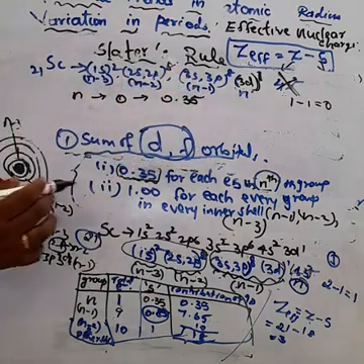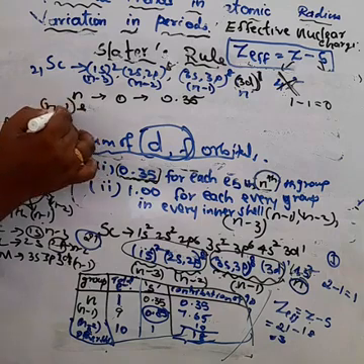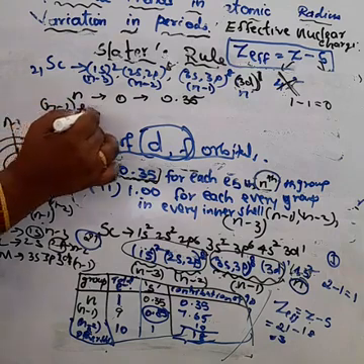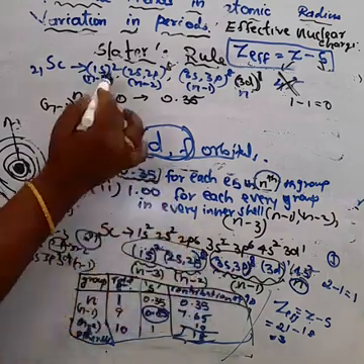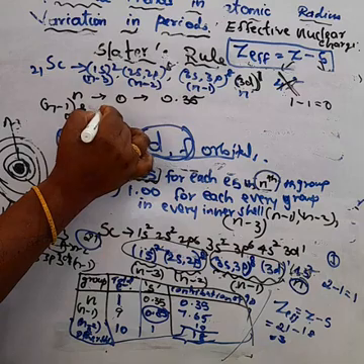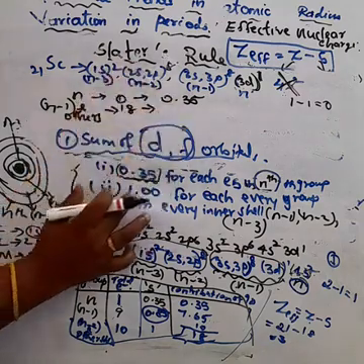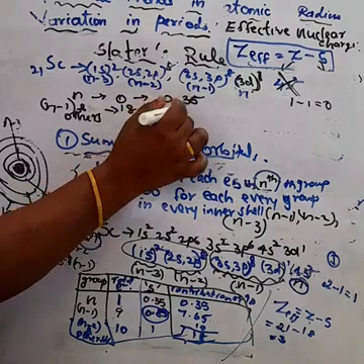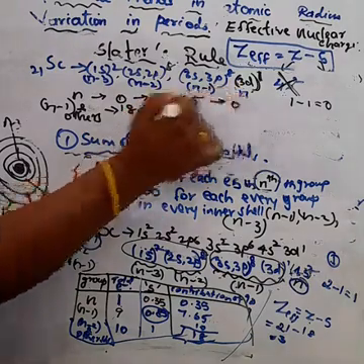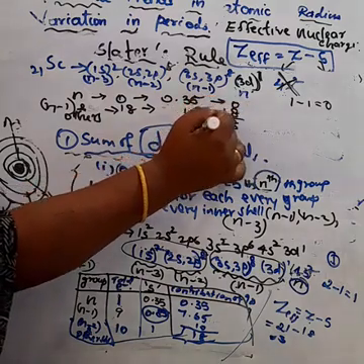And for n-1 and others, the value given is 1. How many electrons are there in the n-1 and other inner orbitals? Totally 18: 8 plus 2 is 10, 10 plus 8, 18 electrons. So 18 into 1 is 18, and 0 into 0.35 is 0. So we get 18. For the S value, it is 18.